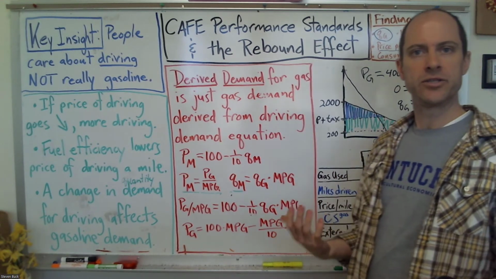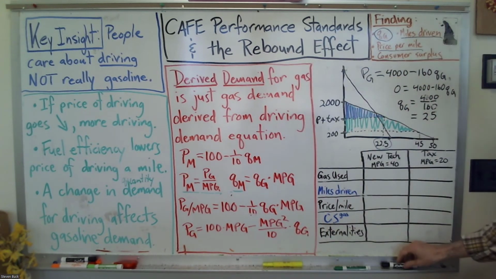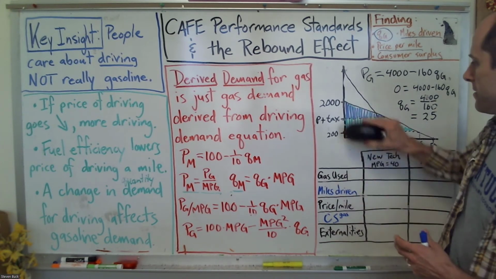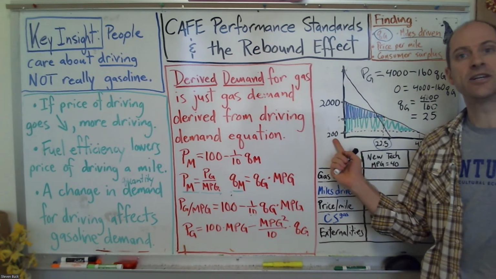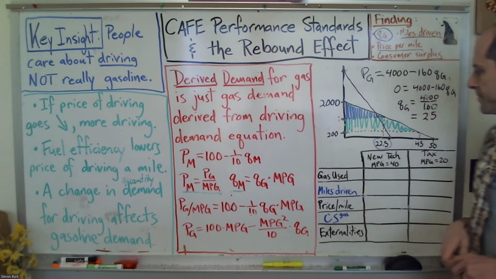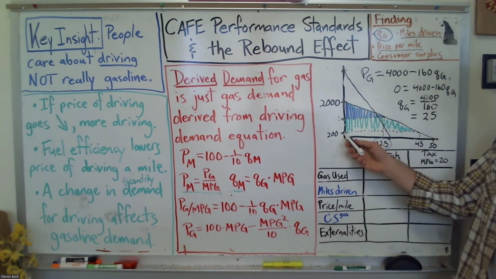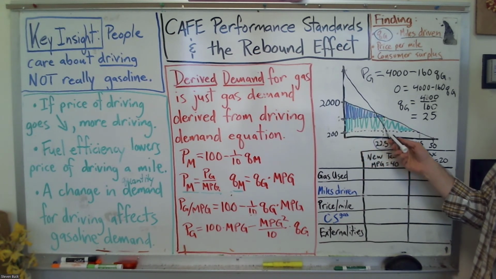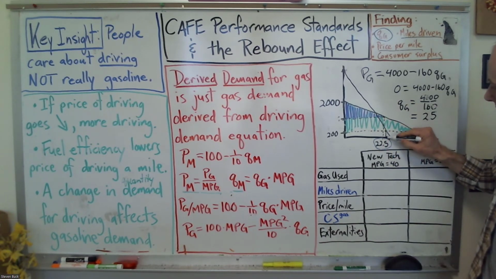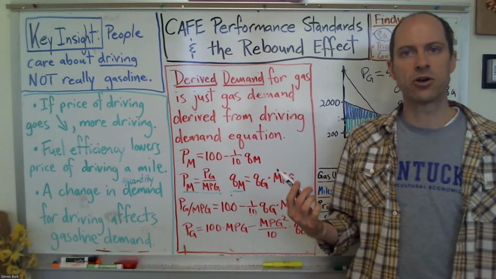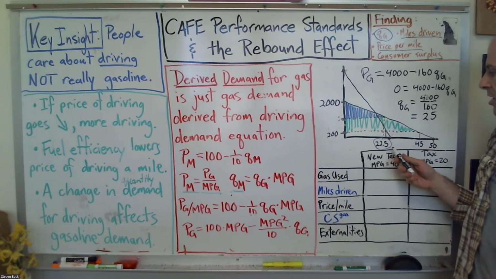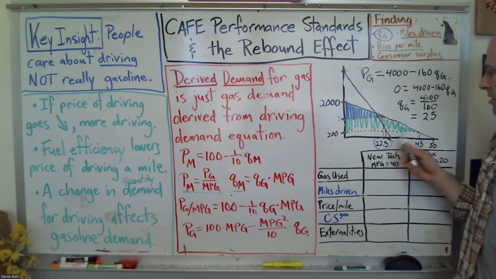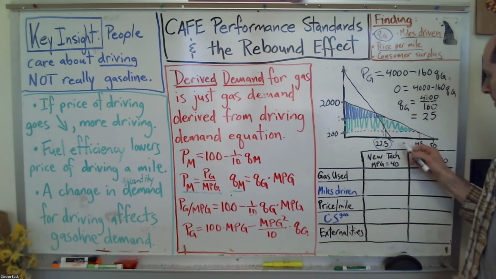Let's see what happens under this new demand curve. Well, we no longer have a tax. The price is back at 200 cents per gallon. Let's take this 200 cents per gallon and go over to where that intersects the new demand curve. And what we see is that it intersects the new demand curve to the right of 22.5. Consumers are actually going to consume more than 22.5.